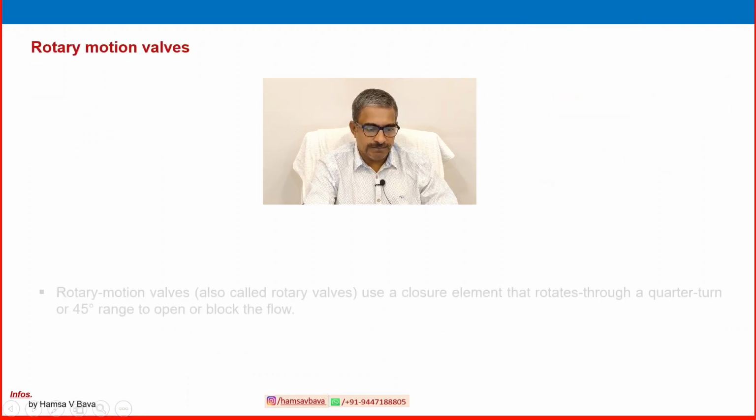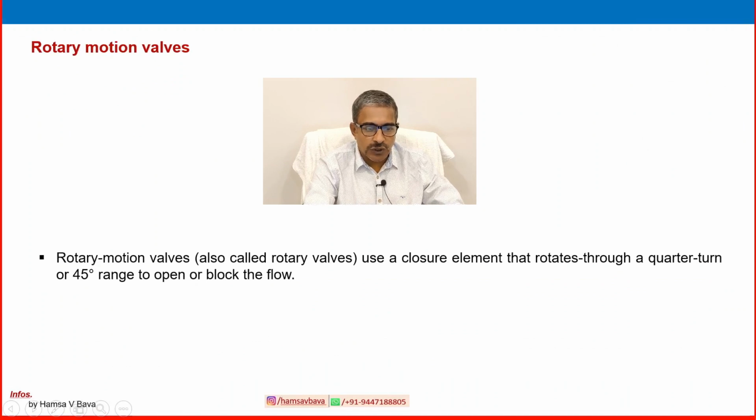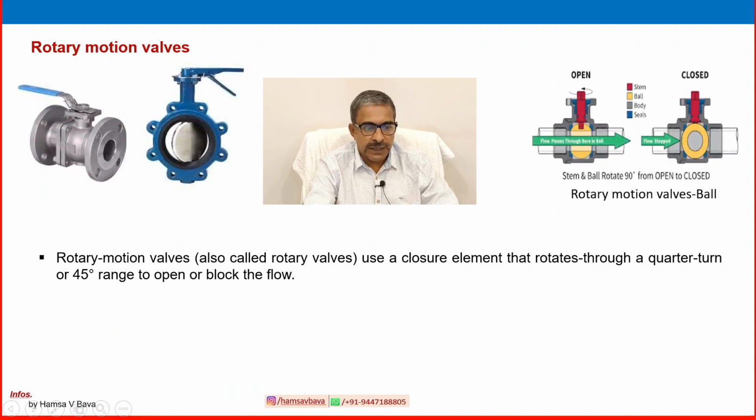Rotary motion valves, also called rotary valves, have a closure element that rotates through a quarter turn or 45-degree range to open or block the flow. These are rotary motion valves. In this one you can see this is a ball valve. The handle is here. It is a quarter turn, 45 to 90 degrees, and it will close and open.